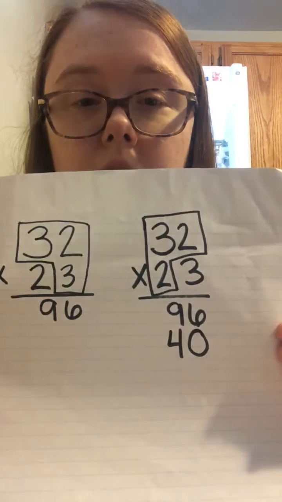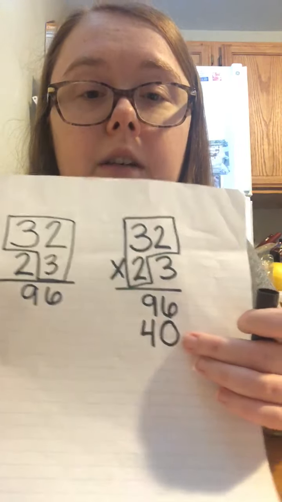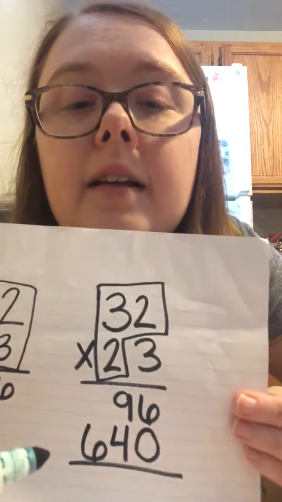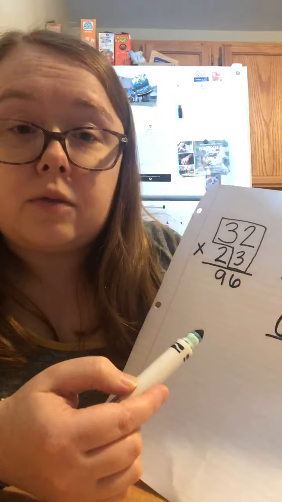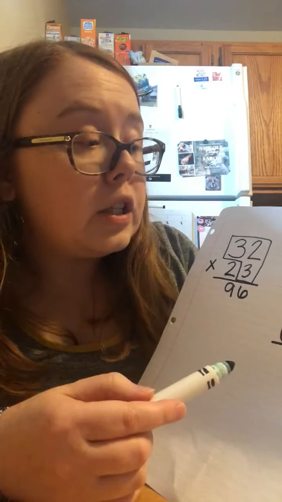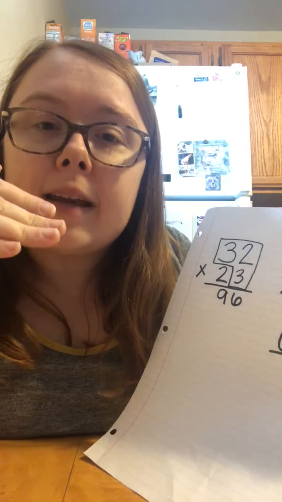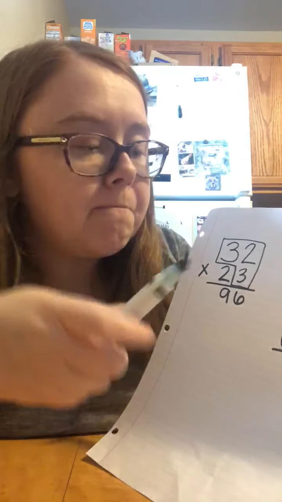And now I can start looking at the individual digits and multiplying those numbers. So I have 2 times 2, which is going to give me 4. And then I have 3 times 2. So I'm putting my answers here now, I'm looking at this part of the problem. And 3 times 2 is 6. So I have 96 and 640. That shows me that 32 times 3 gave us 96, and 32 times 20 gave us 640. Now that's thinking of the place value.